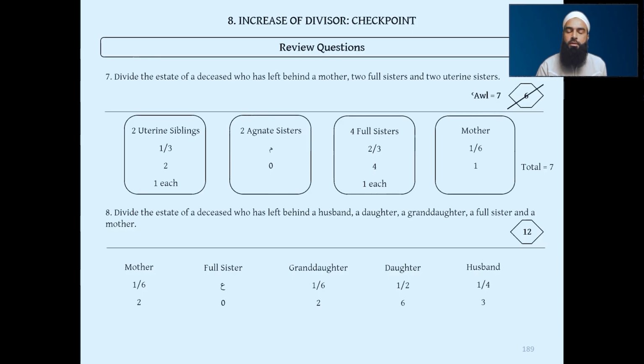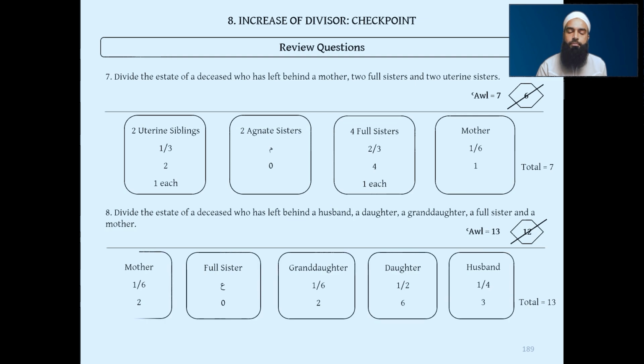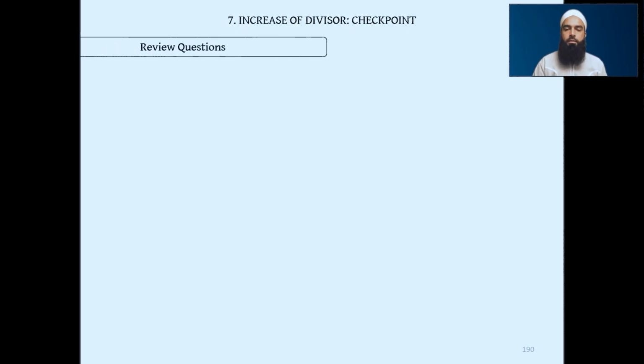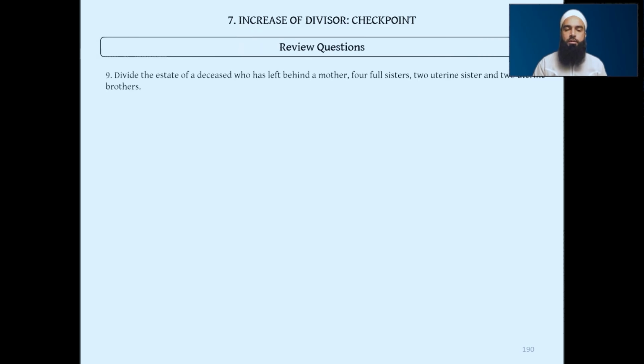We add it all up. 6 plus 3 is 9, plus 2 is 11, plus 2 is 13. So our total is 13. We've got awl of 13 happening here. Now, moving on to the next questions.